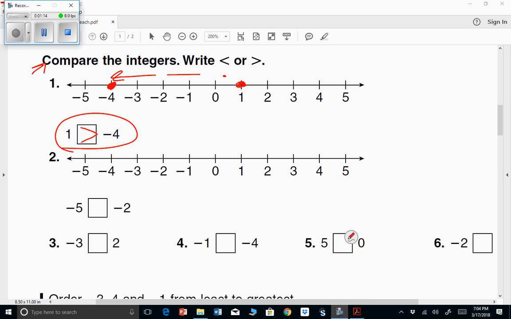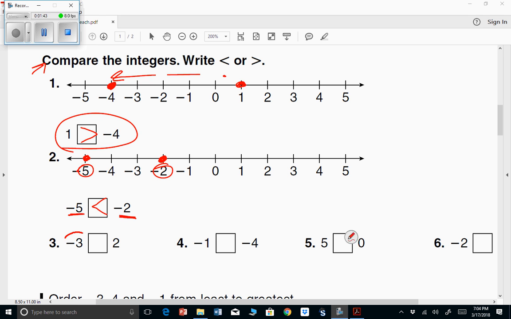Now here's where people start running into trouble. You see a 5 and you see a 2, and so you think 5 is bigger than 2. But -5 is over here, and -2 is here. So this is smaller, -5 is smaller than -2. -5 is less than -2 because -5 is to the left of -2 on the number line.